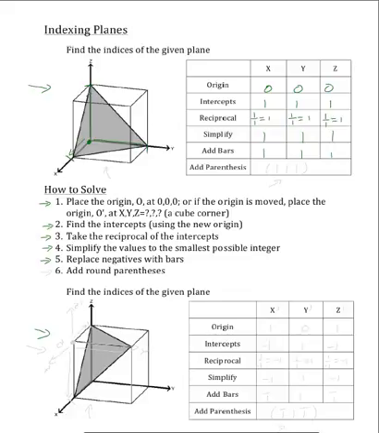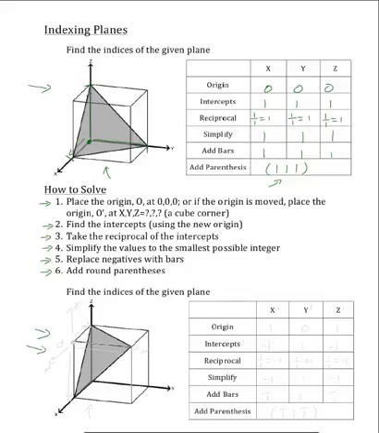Now the final step is to add the parentheses. So we will have open parentheses, 1, 1, 1, close parentheses, and that will be our final answer. So these indices right here define this plane.